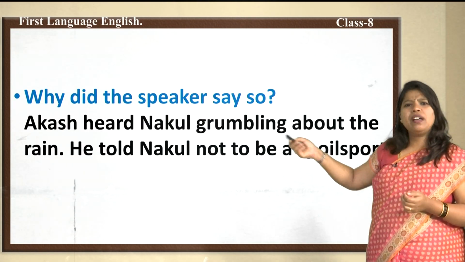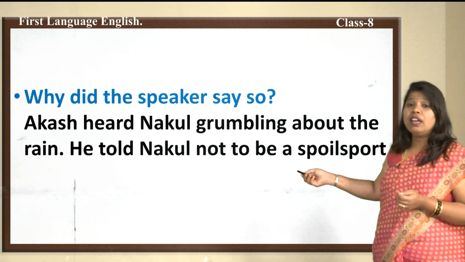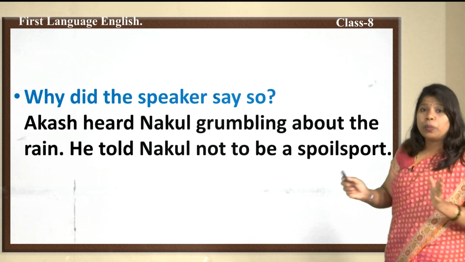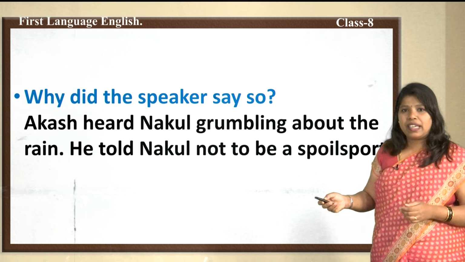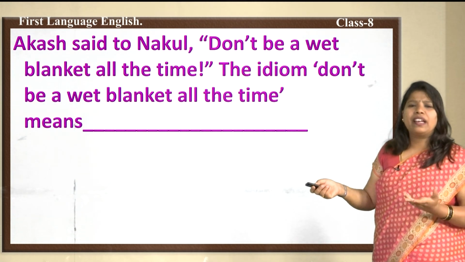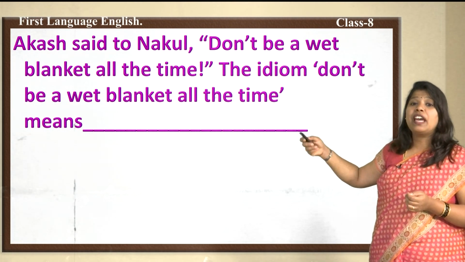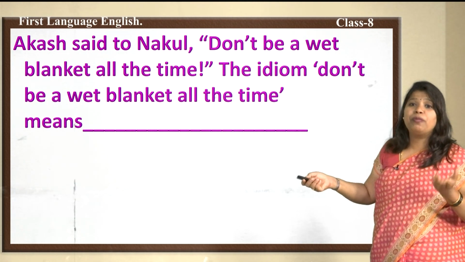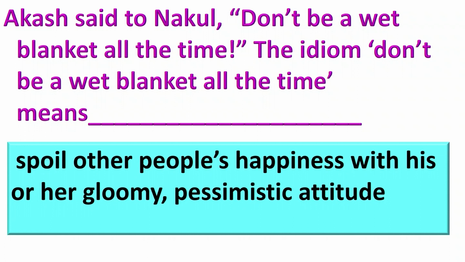So, why did the speaker say so? Akash heard Nakul grumbling about the rain. He told Nakul not to be a spoil sport, means not to always keep grumbling about things. Akash said to Nakul, don't be a wet blanket all the time. The idiom don't be a wet blanket all the time means, so what does it mean? It means to spoil other people's happiness with his or her gloomy, pessimistic attitude.